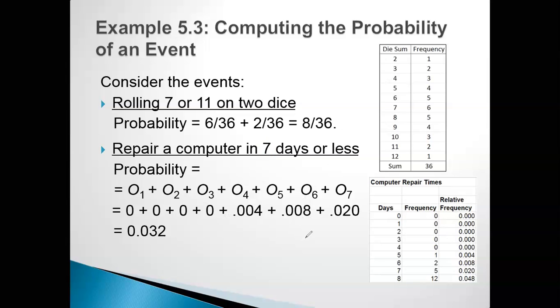So here, the associated frequencies are added. 0.04 is here, then the outcomes for 5, 6, and 7 are added. So the total probability of repair of a computer in 7 days is 0.032. It means a low probability.